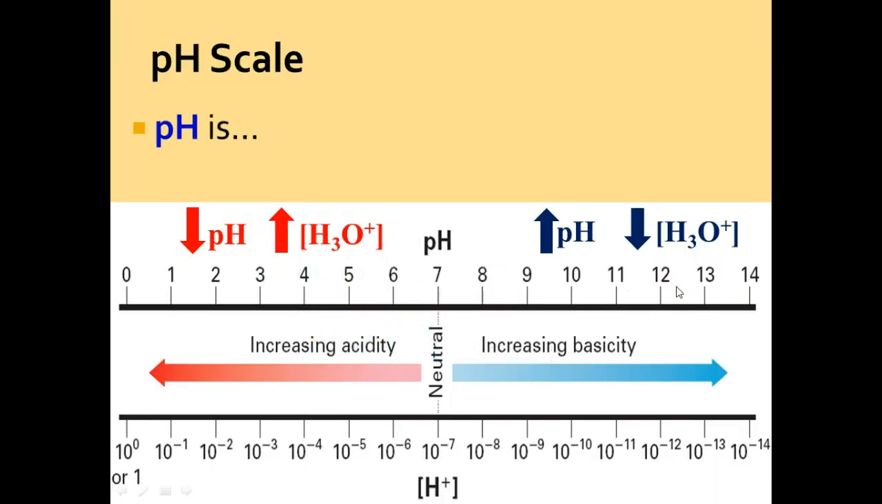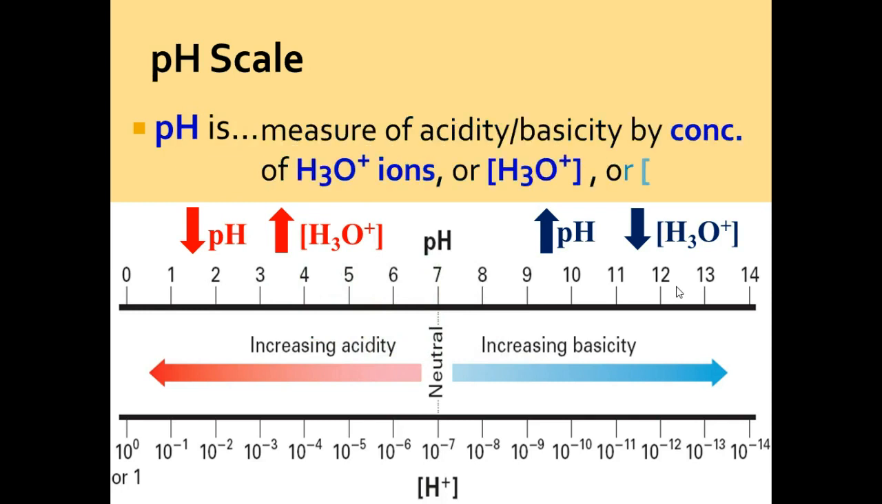And so here is the pH scale. pH is the measure of acidity or basicity by concentration of H3O ions, or H3O plus, or H plus. All these mean exactly the same thing. They just mean protons with water. This is just a proton, this is a proton with the water, and this has ions. So they all mean the same thing.